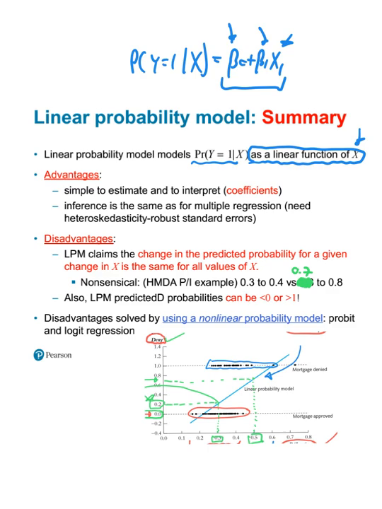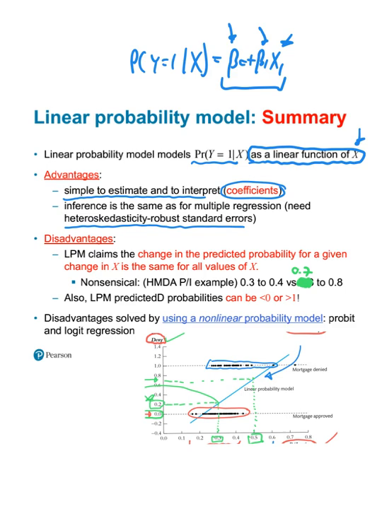Now, the advantage of this model is that it's going to be very simple to estimate and to interpret, especially the coefficients. We've done this many times over in pretty much every chapter up until now. And the inference or the statistical significance of these individual coefficients is going to play out just like we've seen before as well, assuming that we actually have heteroskedasticity-robust standard errors, right? So comma robust in all of our regressions.